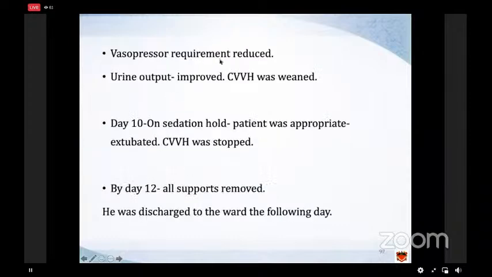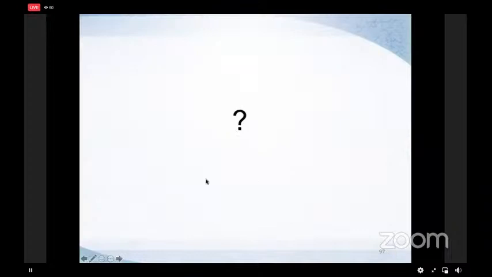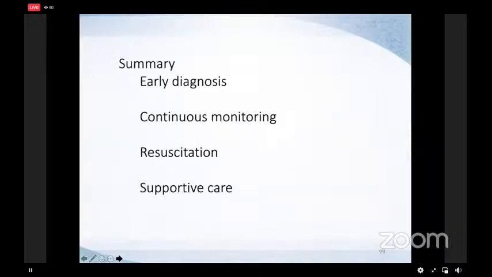Over the days, the patient's vasopressor requirement came down, urine output improved, and the patient was gradually weaned off the ventilator. And by day 12, all the supports were stopped and he was discharged. Right. That is how we need to manage sepsis. So in summary, it is very important to go for early diagnosis of sepsis and septic shock, early implementation of MuSCO, and continue to monitor.